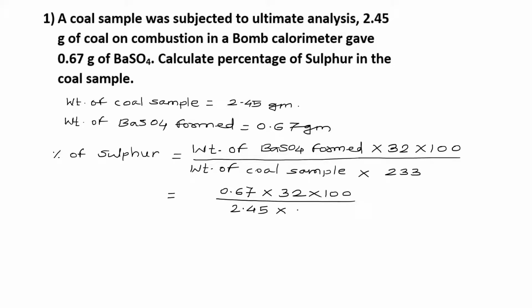2.45 into 233. And after calculation, the percentage of sulfur, that is our answer, is obtained as 3.756%. So that is the answer of the given numerical, percentage of sulfur present in a coal sample.